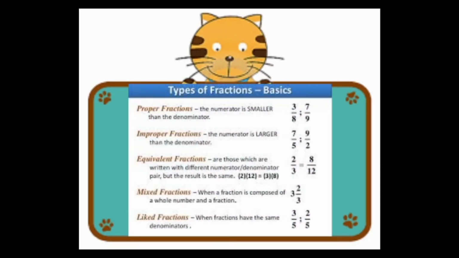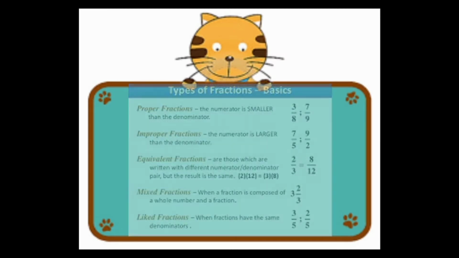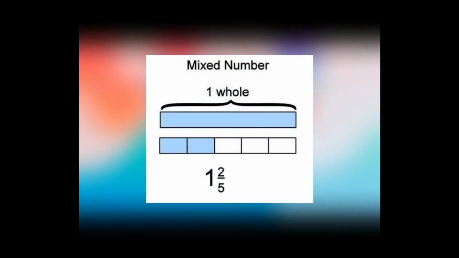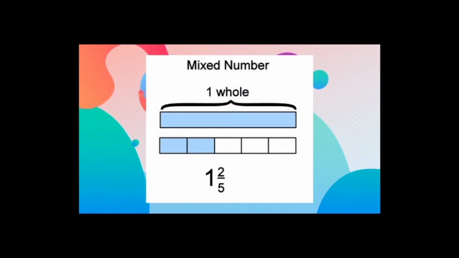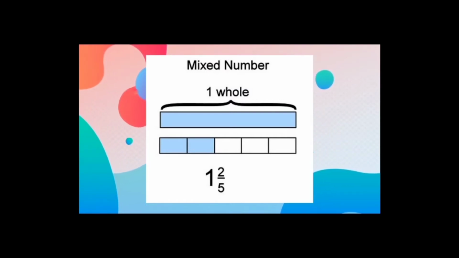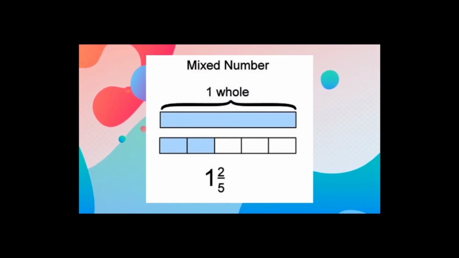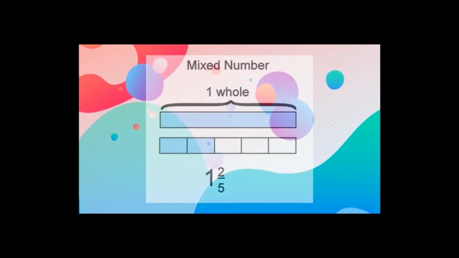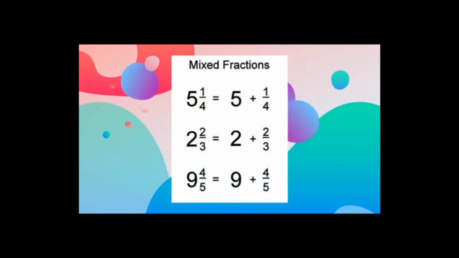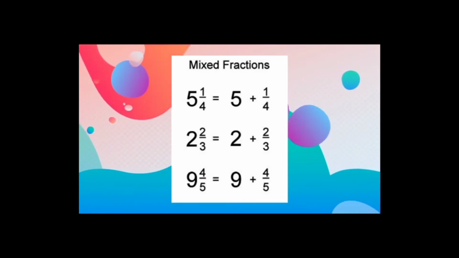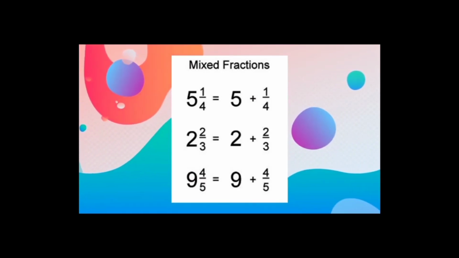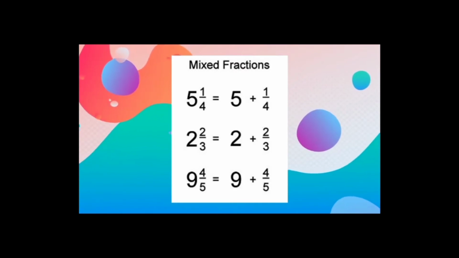Types of fractions: proper fractions, improper fractions, equivalent fractions, mixed fractions, and like fractions. Let's see the example. Here is one whole, and then we divide it into 5 equal parts, and 2 of them we color blue as the numerator, and then 5 as the denominator. Example: 5 1/4 is 5 plus 1/4. 2 2/3 is 2 plus 2/3, and so on.